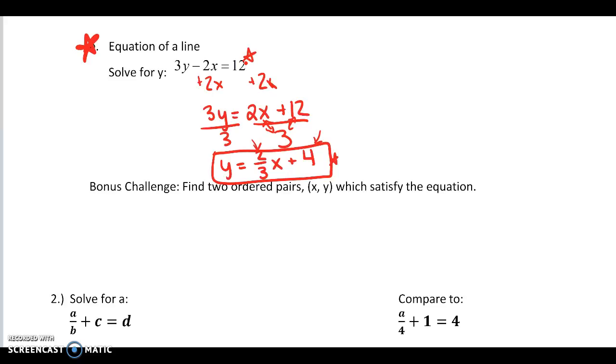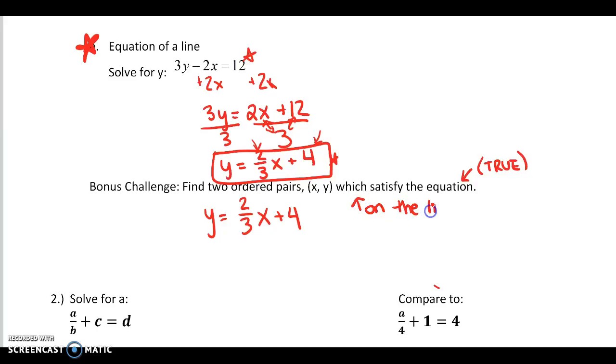And as a bonus, you know this is the equation of a line. My question to you is, can you find two coordinates or ordered pairs which satisfy the equation? When I say satisfy the equation, that means make it true. Or two coordinates that are on the line.